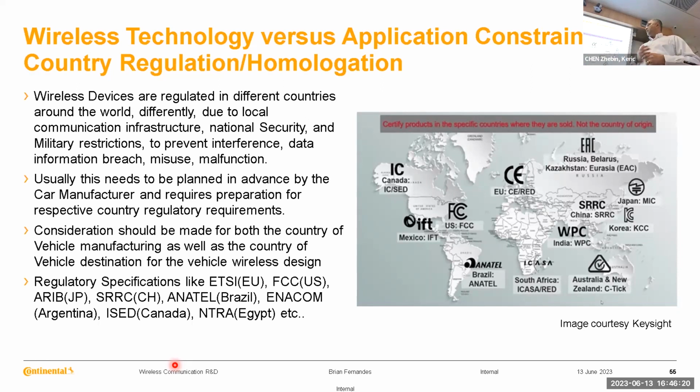So you have regulatory organizations like the ETSI in Europe, FCC in US, ARIB in Japan, SRRC in China, Anatel in Brazil, ENACOM in Argentina, ISED in Canada, NTRA in Egypt, and so on and so forth. There's a lot of different agencies.